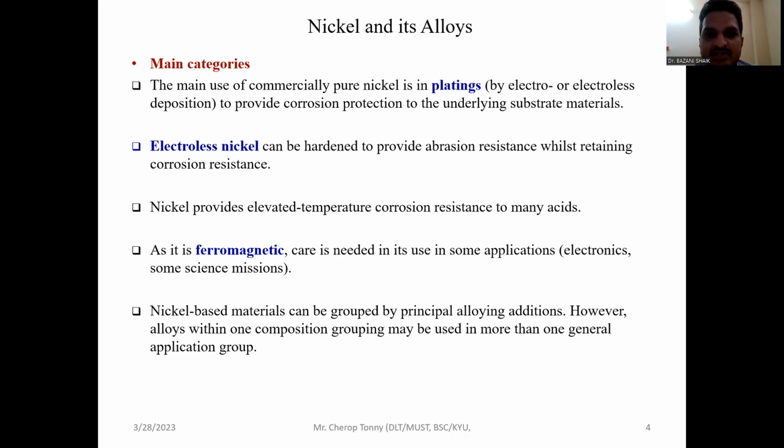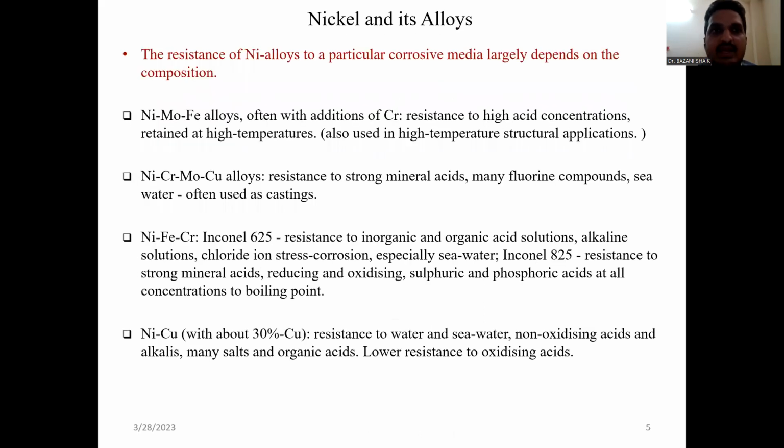Nickel-based materials can be grouped by principal alloying additions, and alloys within one composition grouping may be used in more than one general application. The resistance of nickel alloys to particular corrosive media largely depends on the composition. The nickel-molybdenum-iron alloys, often with additions of chromium, are resistant to high acid concentrations retained at high temperatures. They are also used in high temperature structural applications.